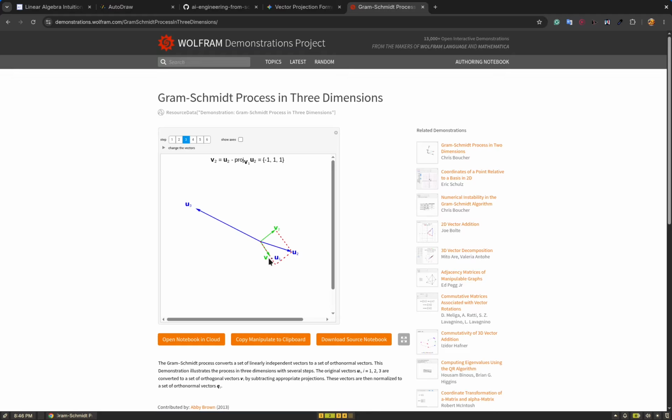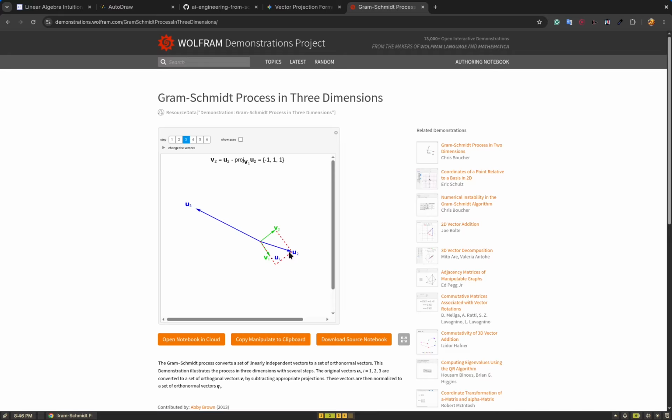v1 onto u2, v1 onto u2. Let's go back to the previous step. Then I calculate the v2 by v1 dot u2, the projection of v1 onto u2.